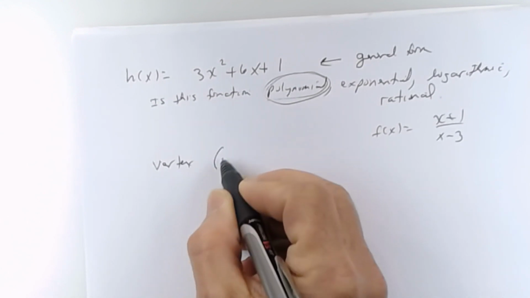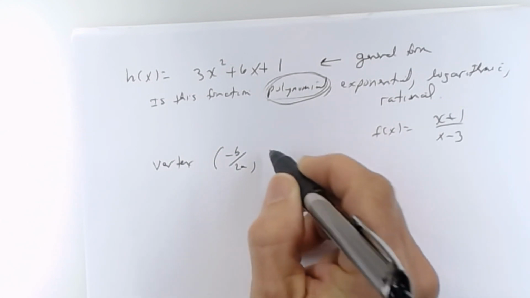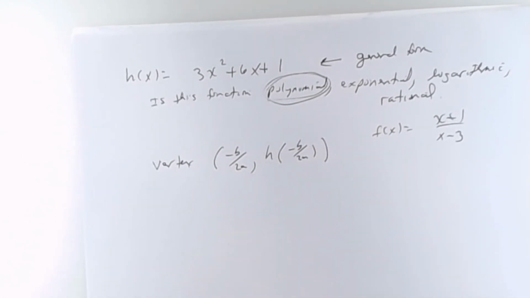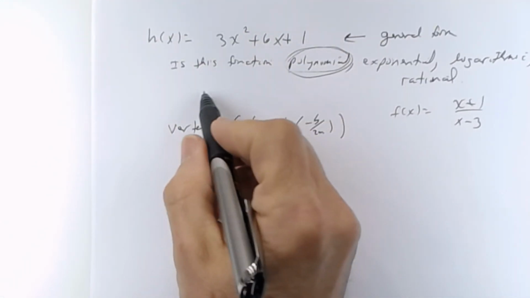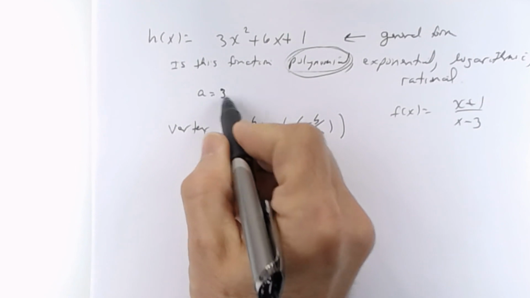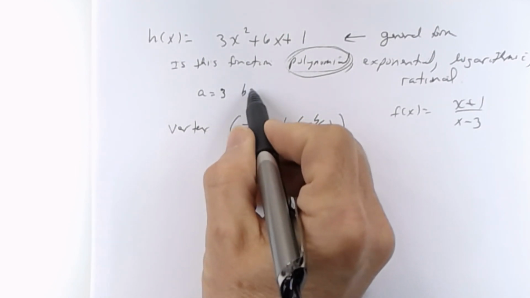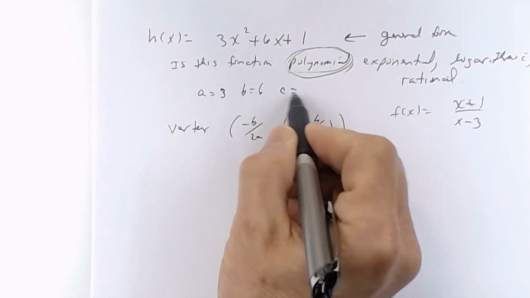Okay, so how do I find the vertex? Vertex formula. Negative b over 2a for the x coordinate, and then since this is h, it will be h of negative b over 2a. All right, so what's a over here? Yeah, you shouldn't mess that one up because they're all positive, right? B is 6 and C is 1.